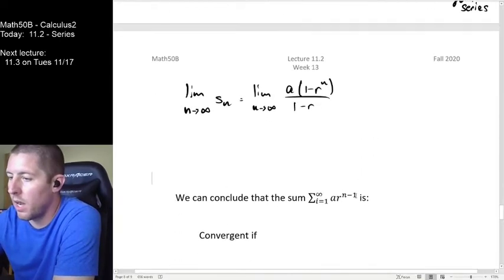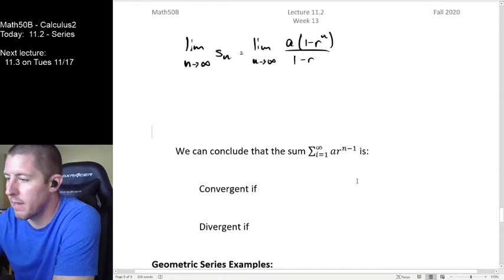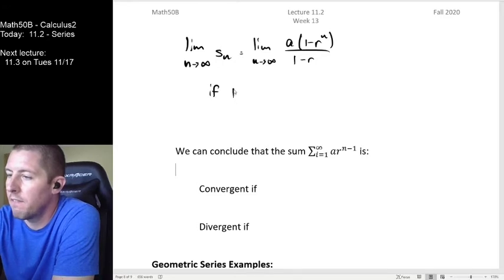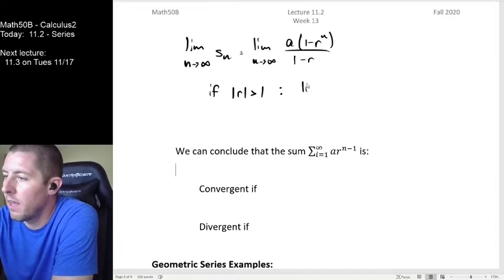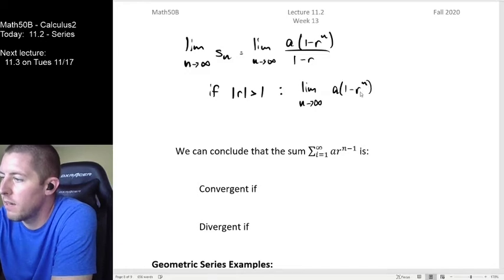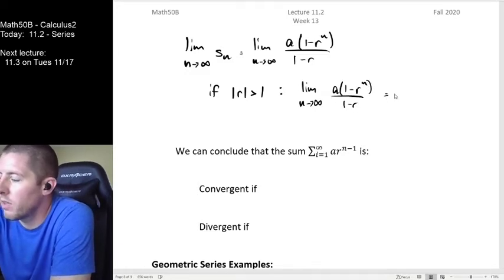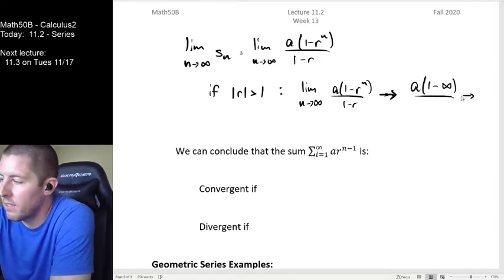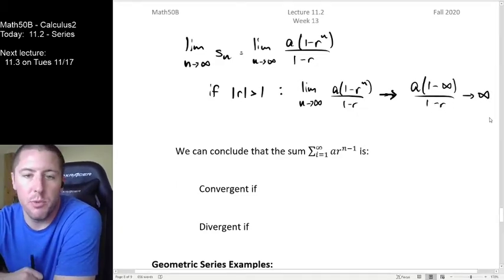And so, let me see, okay, yeah, I'm just making my statements right here. Let's say if the absolute value of r is greater than 1, then the limit as n goes to infinity of a times (1 minus r to the n) over (1 minus r) is going to tend towards some version of a times 1 minus some infinitely large value over something right there. And that's going to diverge off to infinity.